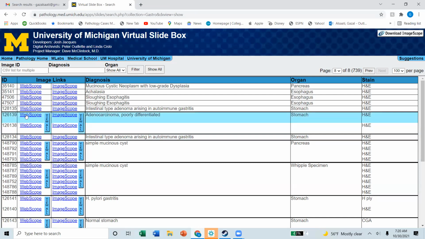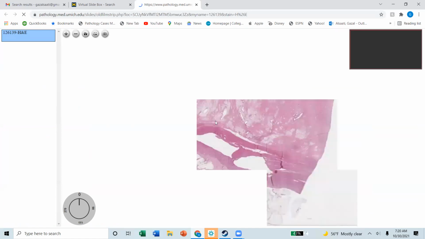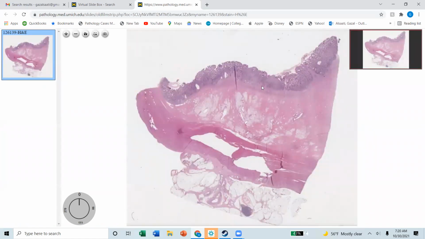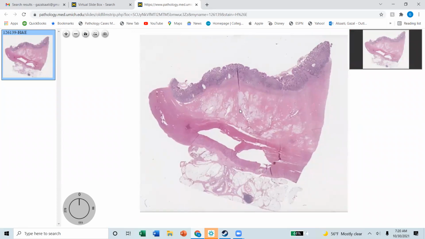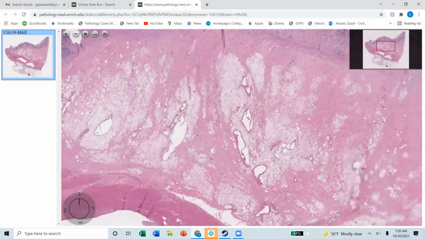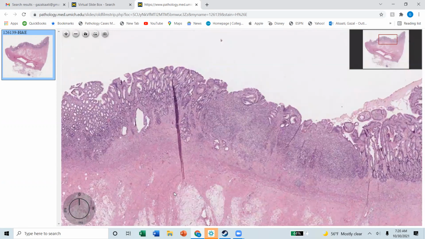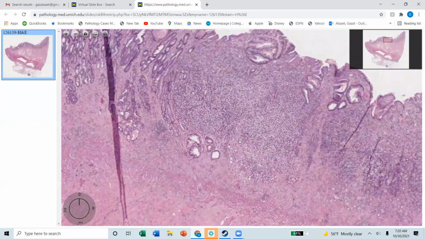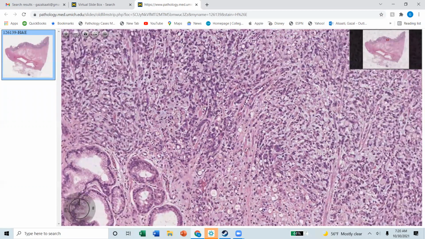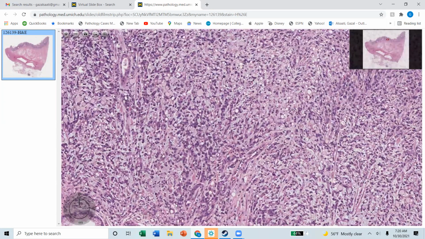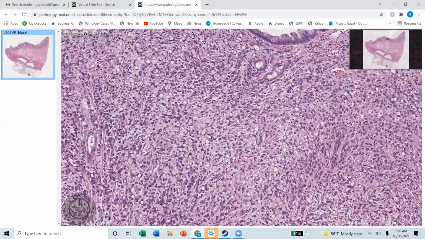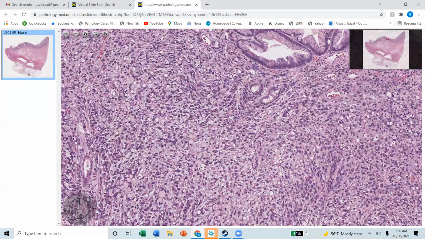Stomach adenocarcinoma poorly differentiated. Let's see. Again, another resection. Where are we? This is gastric. All right. Yeah, that's nice. Yeah, so this one, yes, adenocarcinoma poorly differentiated.